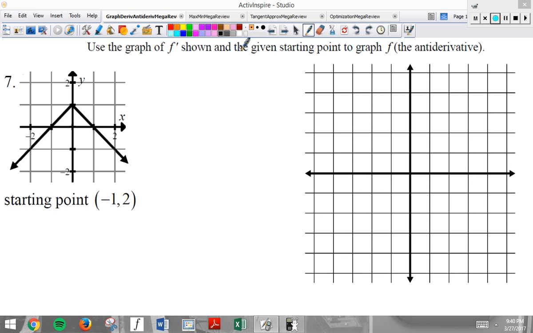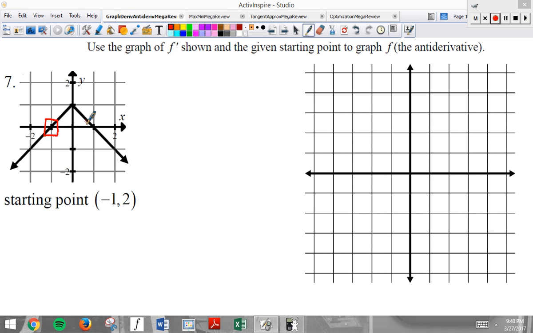Graph it. Try it. Put your pencil on the paper and try it out. Pause the video and try it out. Don't lie to yourself and say, oh yeah, that makes sense. You need to be trying them, not just watching me. 3, 2, 1. Did you pause it? Did you try? One more shot. 3, 2, 1.